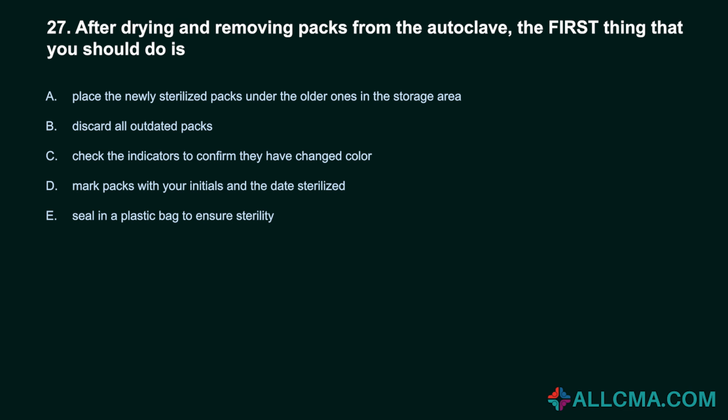27. After drying and removing packs from the autoclave, the first thing that you should do is: A. Place the newly sterilized packs under the older ones in the storage area. B. Discard all outdated packs. C. Check the indicators to confirm they have changed color. D. Mark packs with your initials and the date sterilized. E. Seal in a plastic bag to ensure sterility. Correct answer, C. Check the indicators to confirm they have changed color.